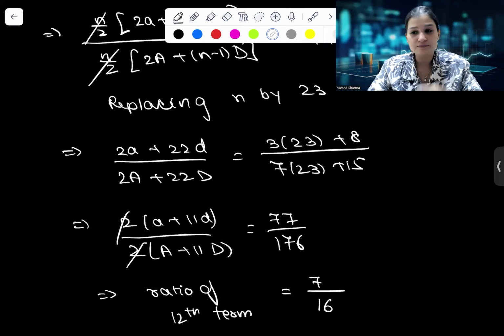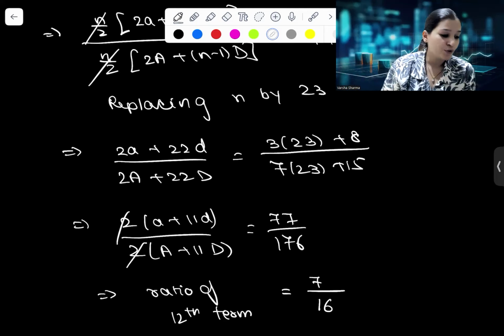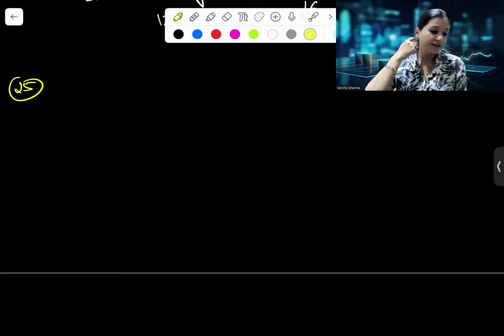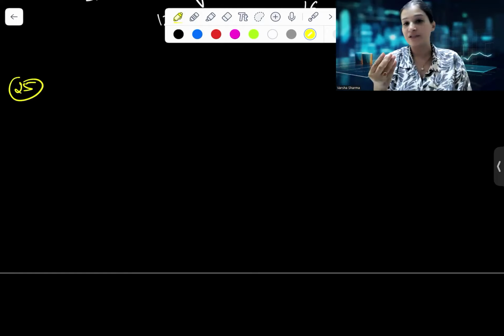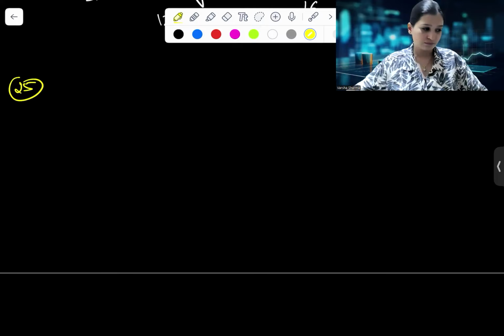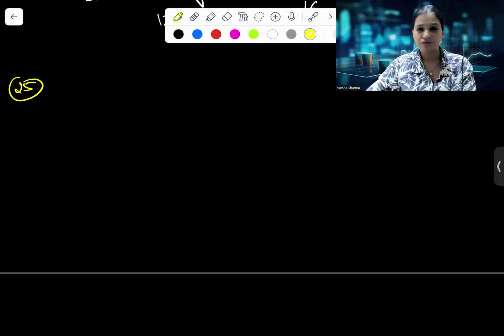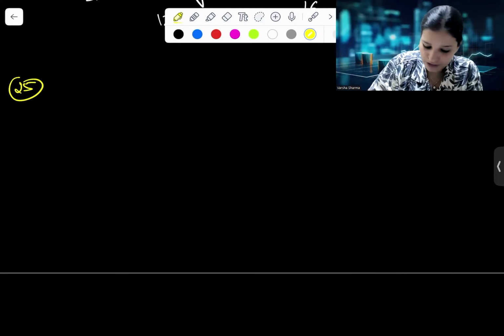Yes? Can we move to the 25th one? Can we all go to the 25th one? In the 25th one, it says the ratio of the sum of m terms of an AP to the sum of n terms. So how many APs are we talking about? 1 or 2? 1. So here we need only one notation.